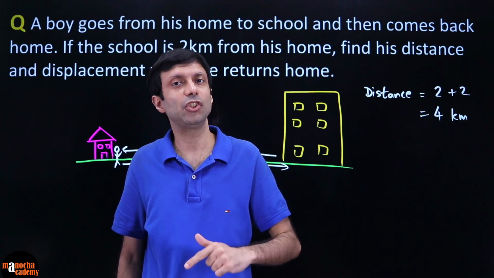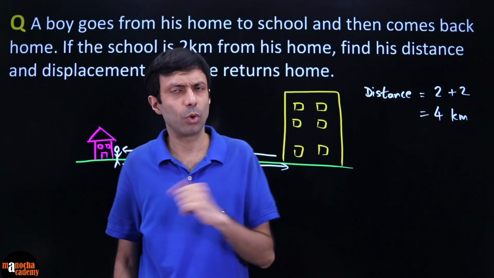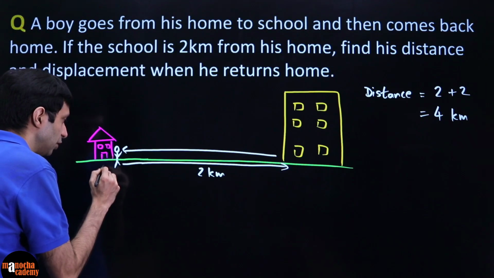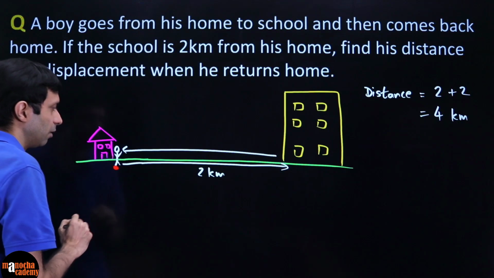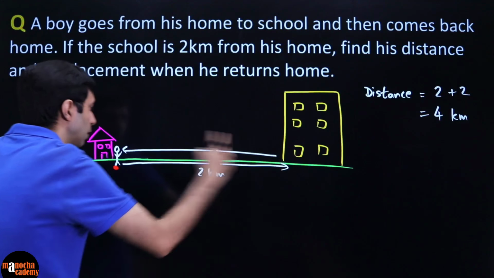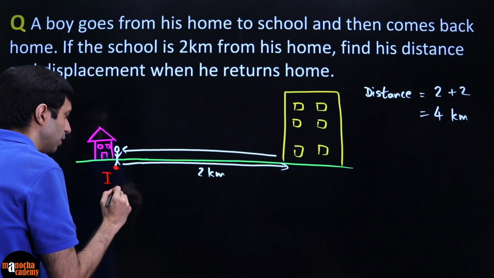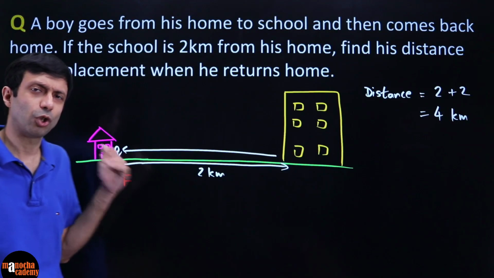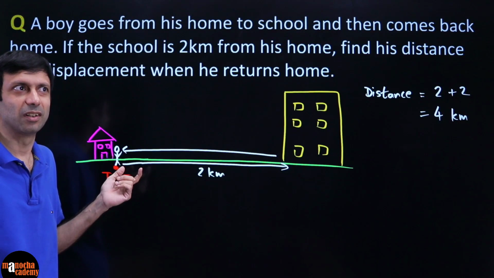Shortest path from the initial to the final position. What is the initial position of the boy here? His home. This is the initial position of the boy. Final position: he goes to school, comes back. So initial position is this one and final position is this one. So what is the shortest distance from initial to final position?